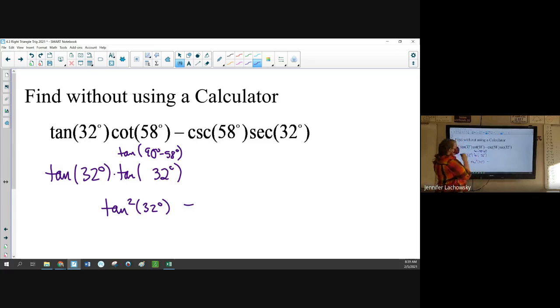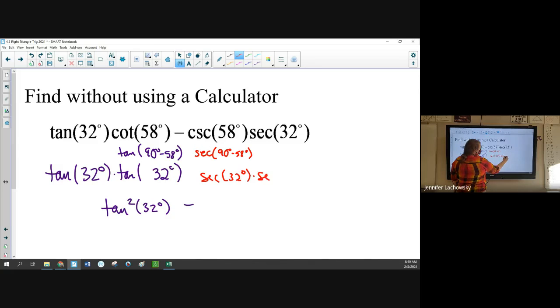We got that expression. Now talk to me about this other side. Do you want to stay with 58 degrees or 32 degrees again? 32, which means we need to replace what? Cosecant. Now cosecant's cofunction is what? So secant of 90 minus 58 is what? Secant of 32. So I've got secant of 32 degrees times secant of 32 degrees, and what do we get? Secant squared of 32 degrees. Now tell me what this equals.